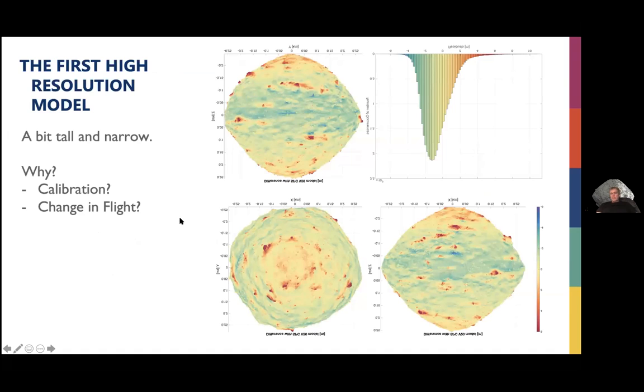So our first high resolution model, this is a comparison of the camera-based shape model and the OLA shape model. Where it's blue, OLA's smaller, and where it's red, OLA's bigger. So you can see we're a little bit small at the equator by a couple of meters, and a little bit tall at the poles by a couple of meters. There's a little bit of debate about who's right, but we actually did not match the shape from camera images very well. So it became apparent that we were wrong here, and we went on a long search to figure out why.